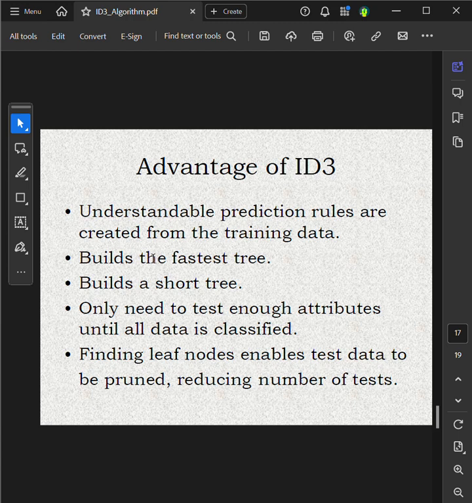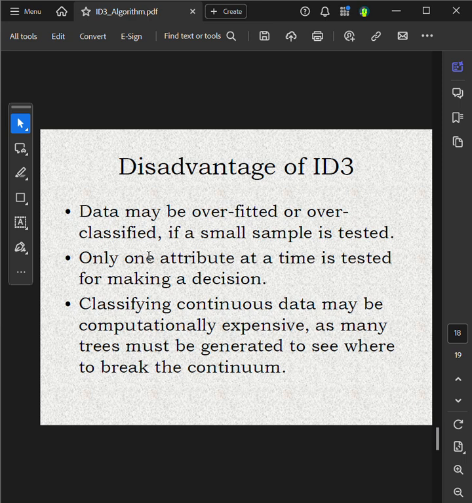However, there are some disadvantages as well. ID3 can overfit the data, especially with small data sets, which can result in a tree that's too specific. It only tests one attribute at a time, which can sometimes miss more complex relationships between attributes. And continuous data is tricky for ID3 as it requires discretization, which can be computationally expensive.